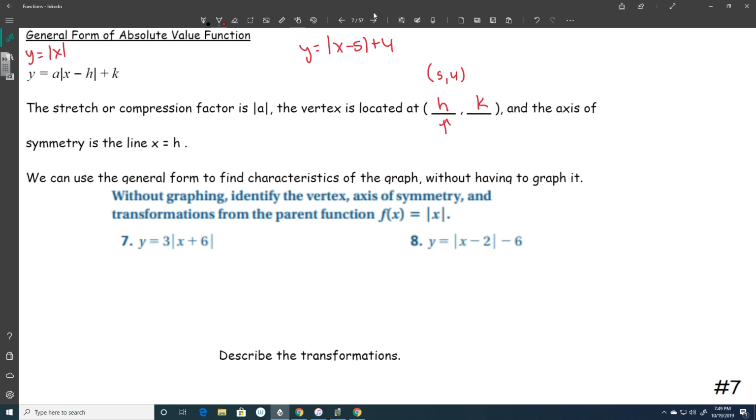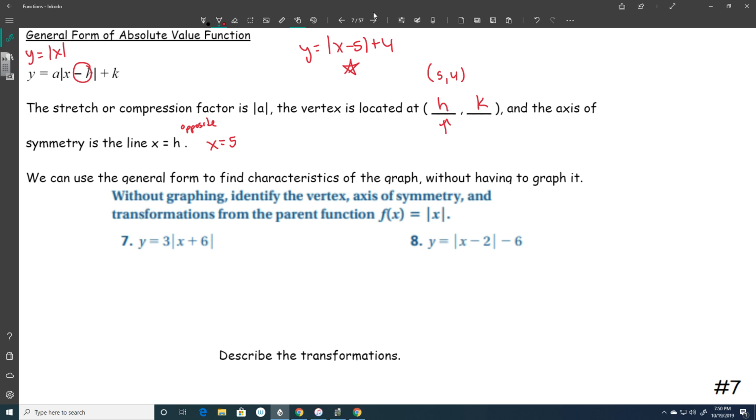And then our axis of symmetry, instead of having to graph it and look at the line, all we have to do is look at this value right here. x is equal to h. And again, remember that we're going to take the opposite of what you see on the inside. So in this example right here, my axis of symmetry, x is going to be equal to 5. That's my axis of symmetry. So we can use this general form to find characteristics of the graph without graphing it.